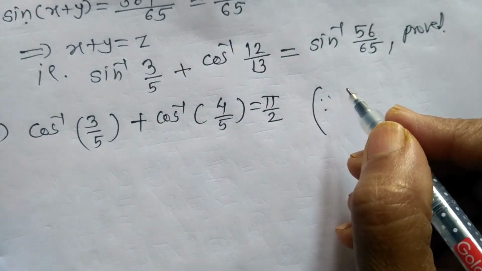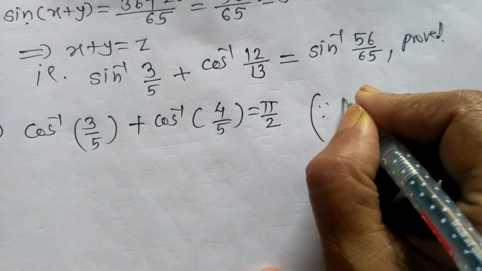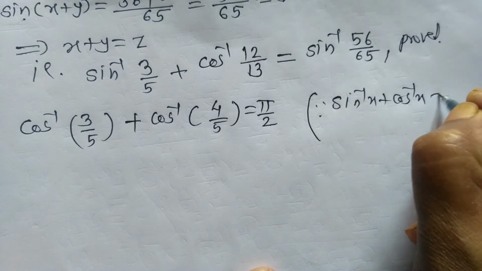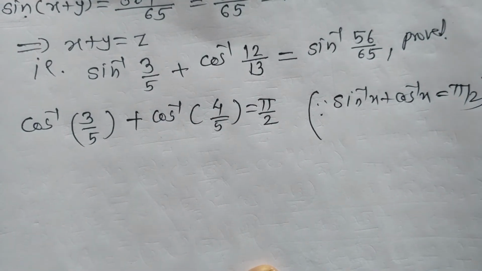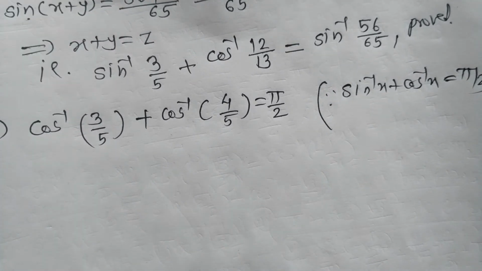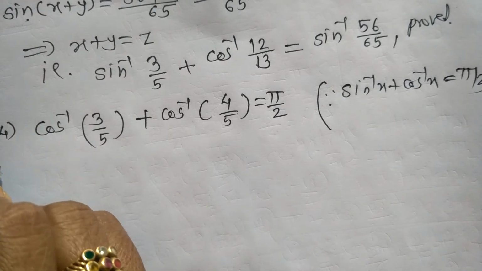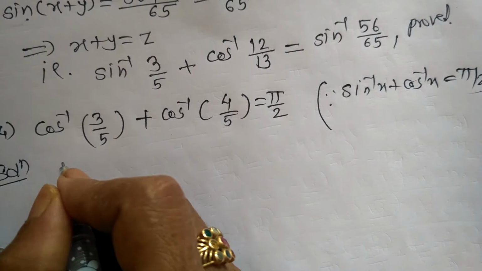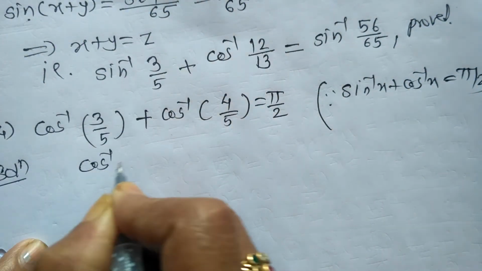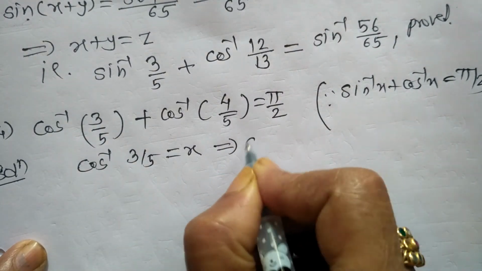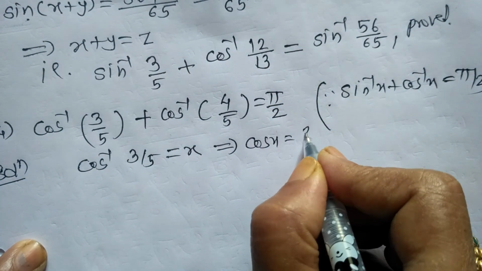Before this, we know the property from inverse trigonometric functions that sin inverse x plus cos inverse x is equal to pi by 2. As the last property, we take that inverse function sin and cos with the same number, that addition is pi by 2. So to prove this, we take as assumption for the solution cos inverse 3 by 5 is equal to x. So what is implied? Cos x is equal to 3 by 5.